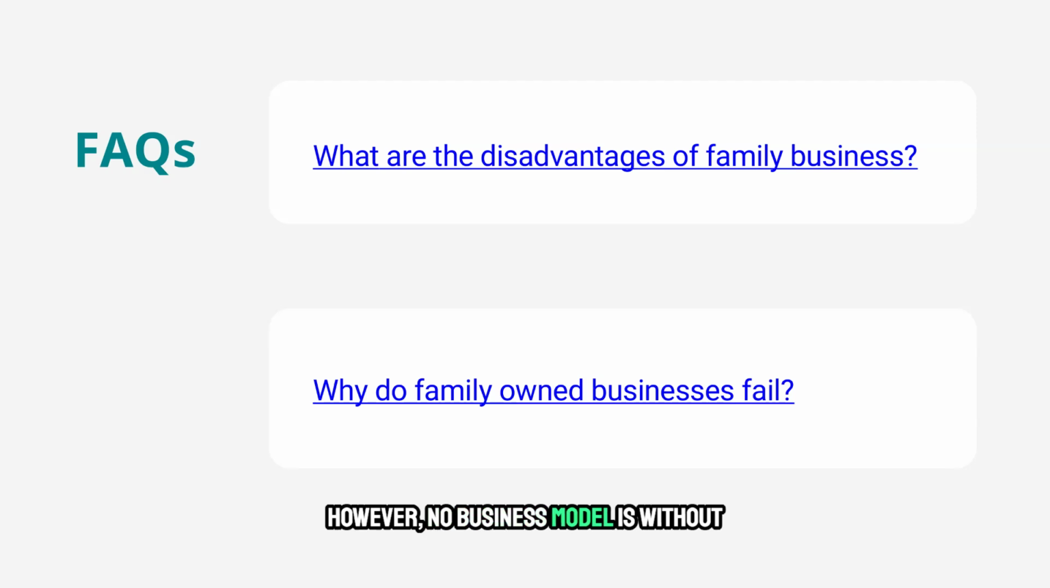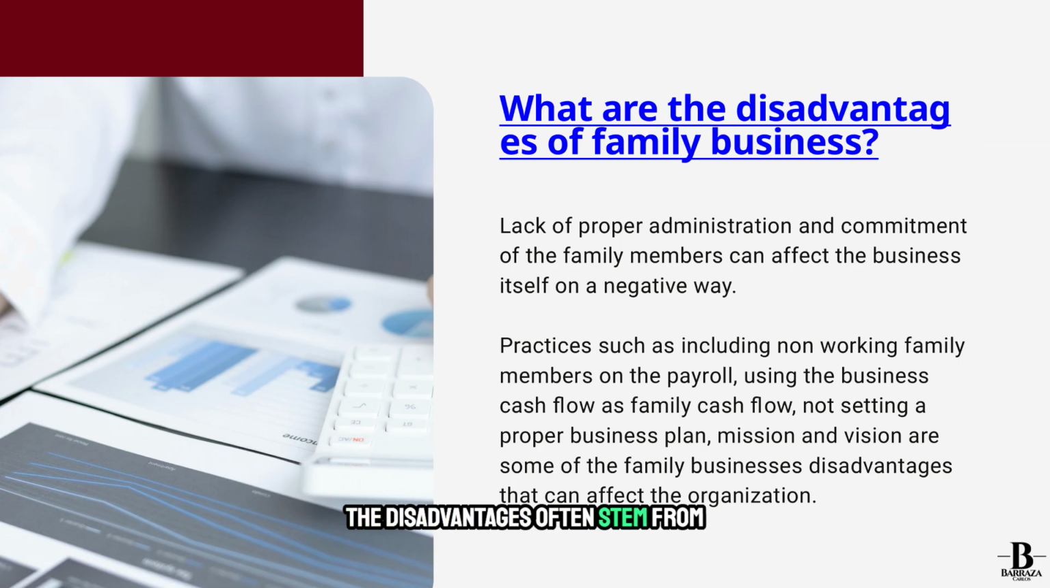However, no business model is without its challenges. In this section, we'll address some frequently asked questions regarding the disadvantages of family businesses and why many of them struggle to survive across generations. The disadvantages often stem from a lack of formal administration. When boundaries blur, such as placing non-working family members on the payroll or treating business cash flow as a personal bank account, it can negatively impact the organization's health and hinder professional strategic planning.